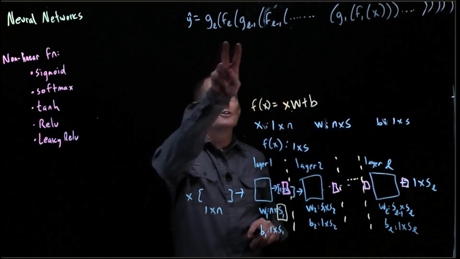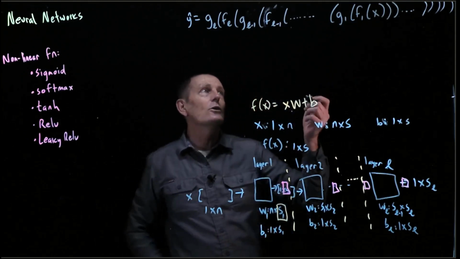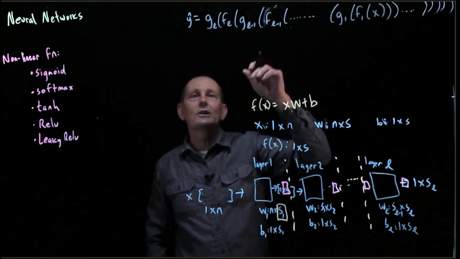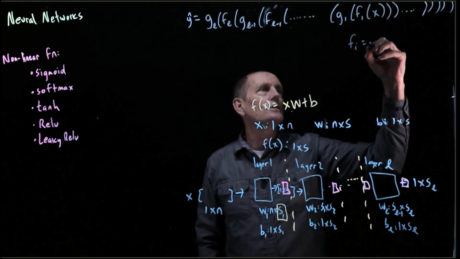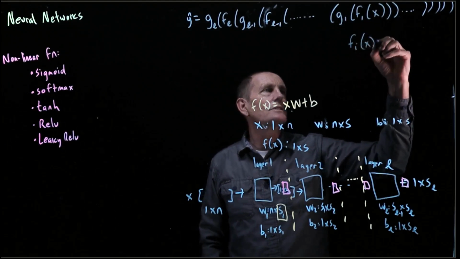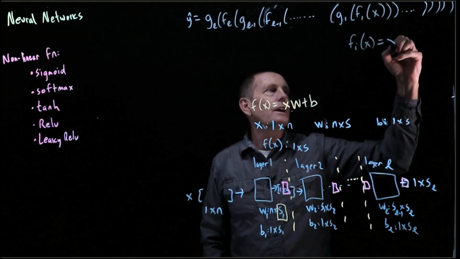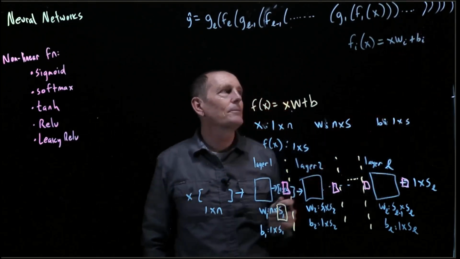That is a neural network right there. And we know what our F's look like. All of them are going to look like F sub I of whatever our input is, equals X W sub I plus B sub I.